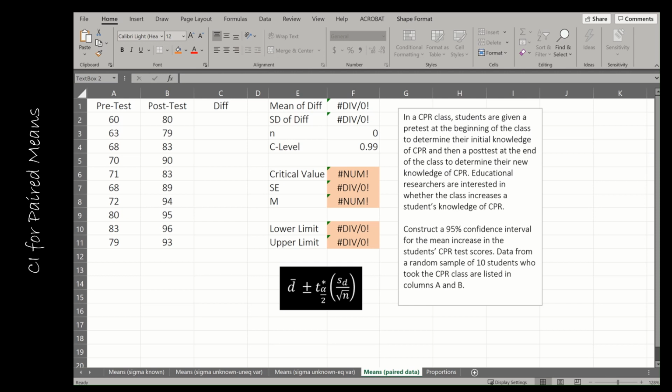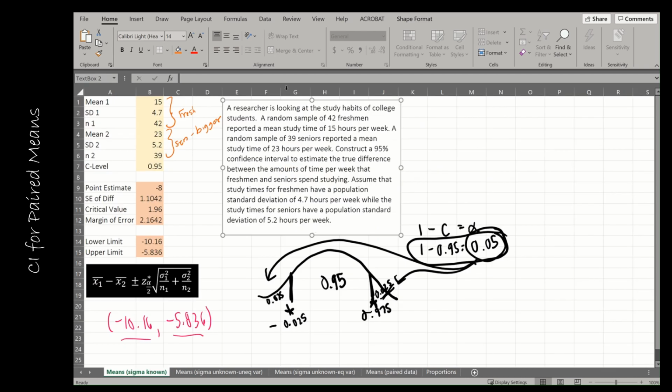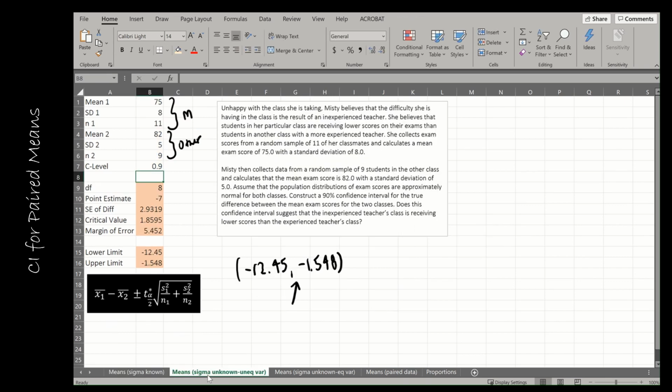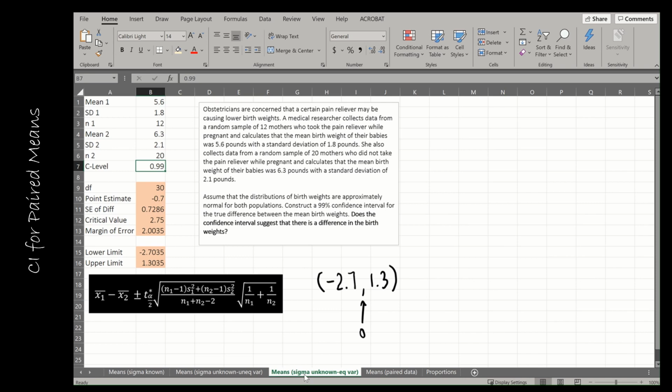Let's take a look at a different example now. Different in that the information that we're given is not independent. So in all of the examples up to this point, the two samples have been independent from one another. If I look back at this first example, we're looking at the study habits of college students. The study habit of a freshman is not going to be affected by the study habits of a senior. The test scores from one class are not going to be affected by the test scores of another class. The birth weight of one baby is not going to affect the birth weight of another baby.